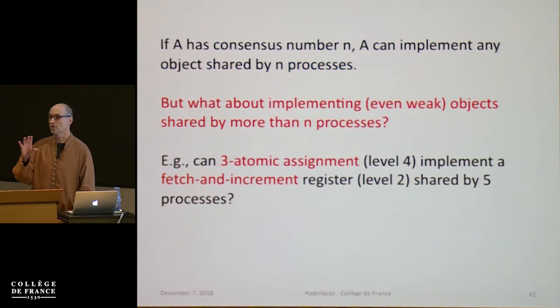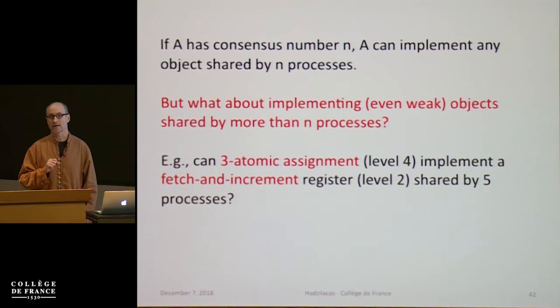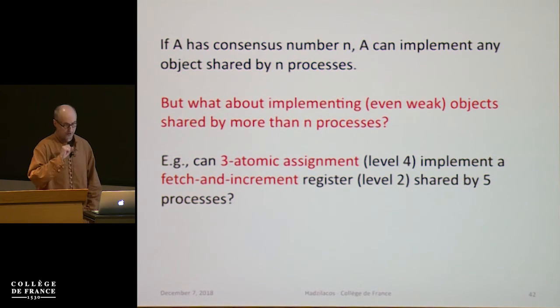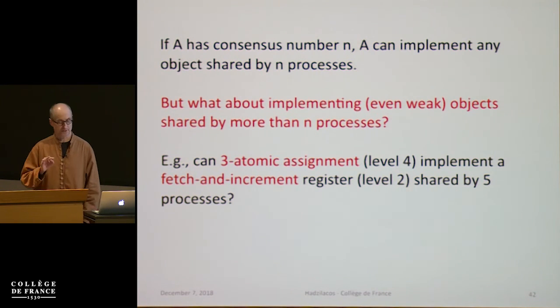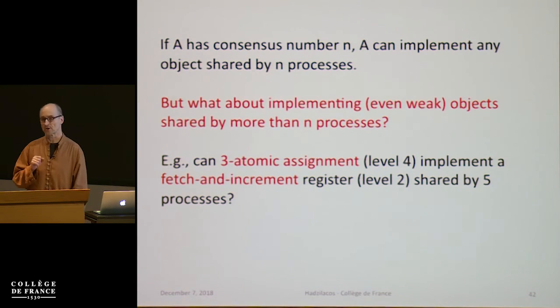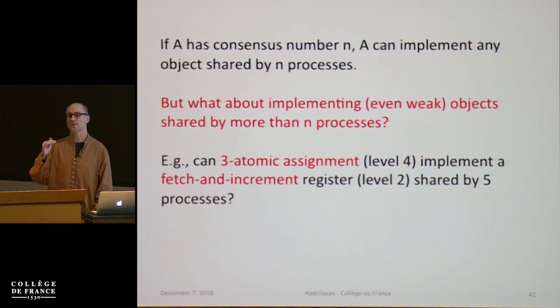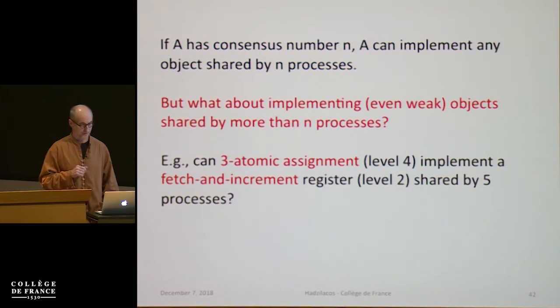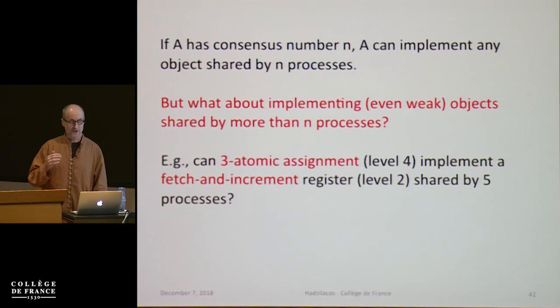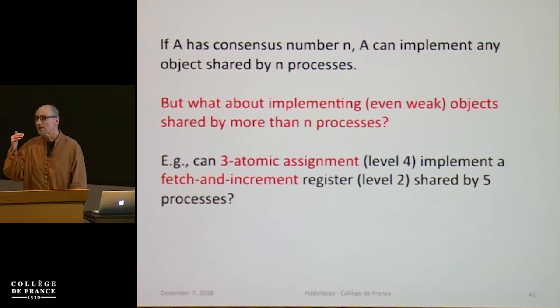Okay, so to give you a concrete example of the kind of question that I mean here, consider the following. Can the object 3 atomic assignment implement a fetch and increment register shared by 5 processes? Now, 3 atomic assignment has consensus number 4. Never mind what it is. It's not important for my argument. Fetch and increment is at level 2, seemingly weaker.